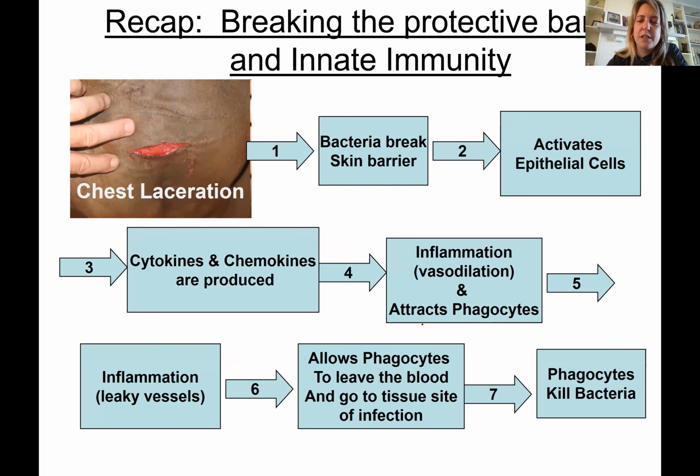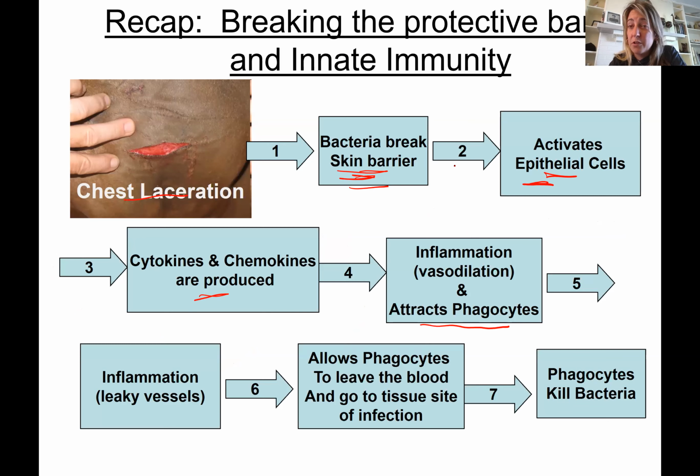We're going to have this phagocyte. So we're going to have the bacteria, the chest laceration as an example. The bacteria is going to break the skin barrier and activate the epithelial cells. Cytokines and chemokines are going to be produced and released. The epithelial cells themselves are going to produce them.